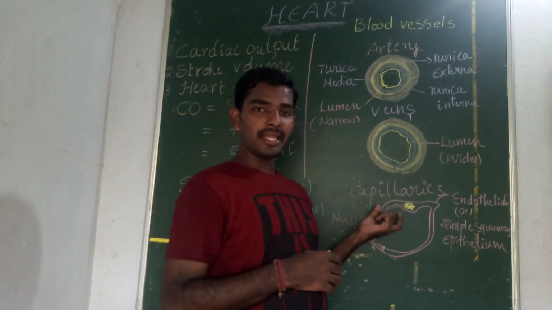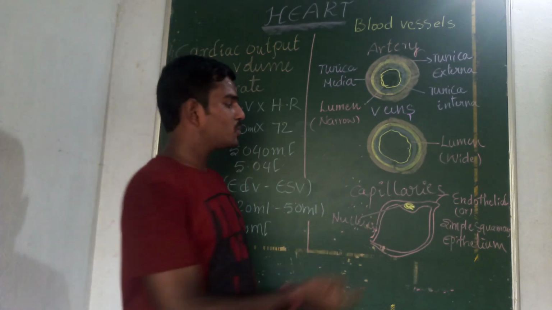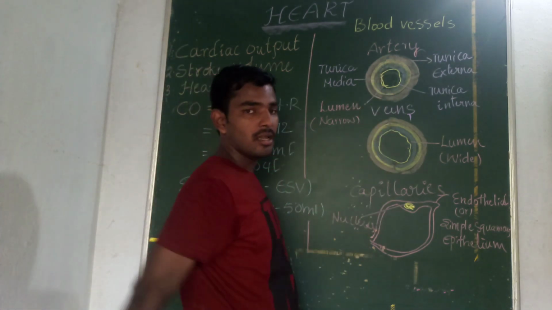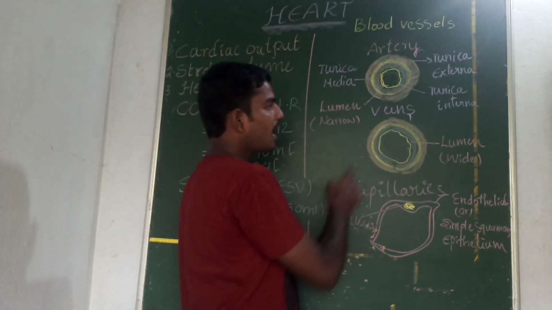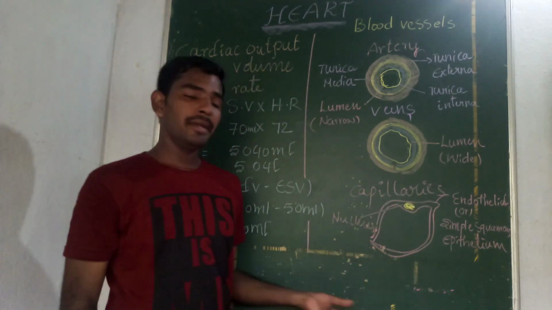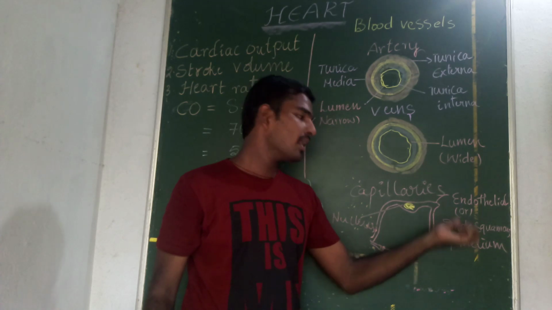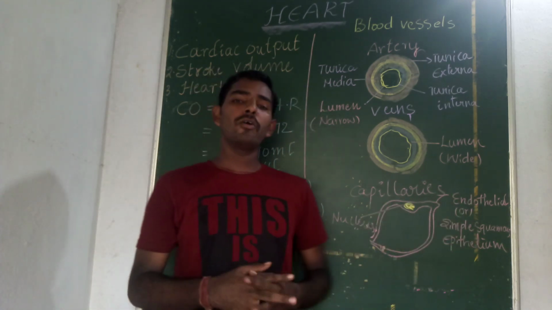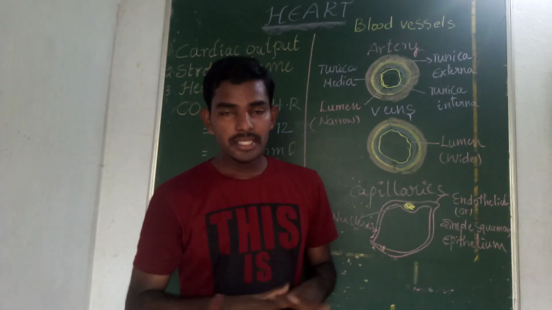The next one is capillaries. Capillaries are also blood vessels, which connect the arteries and the veins. Arteries end with capillaries, and veins start with capillaries. Capillaries are a single layer, made up of simple squamous epithelial or endothelial cells, each consisting of a nucleus. So this is about today's video.